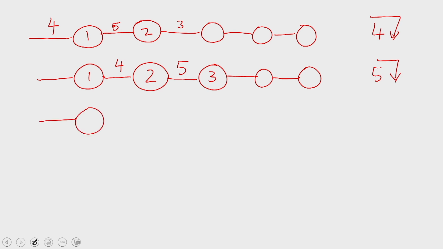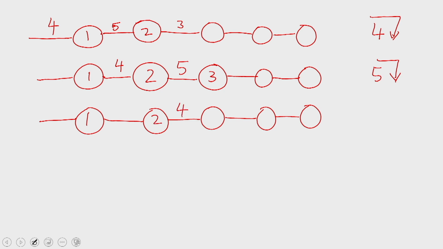Proceeding in this fashion, in the sixth step, processor 1 has no incoming message. Processor 2 has 4 coming in, but 2 is smaller than 4, therefore, 2 is retained and 4 is sent on to processor 3. Processor 3 has 5 coming in and 5 is larger than 3, therefore, 3 is retained and 5 is sent along to processor 4. So, this is how it looks like at the end of the sixth step.